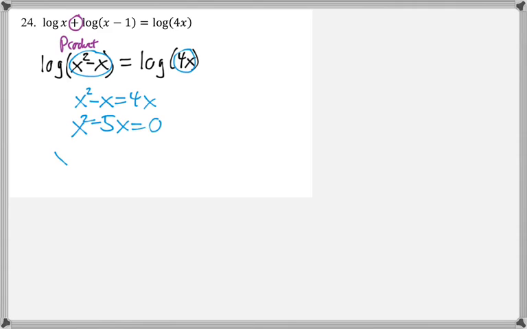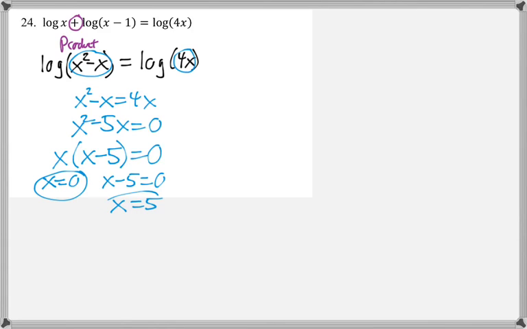I can factor out an x as a GCF, leaving me with x minus 5. And then I set x equal to 0, x minus 5 equal to 0, and then add 5 to both sides. So I have x is equal to 0 and x is equal to 5. Although I do need to check these.